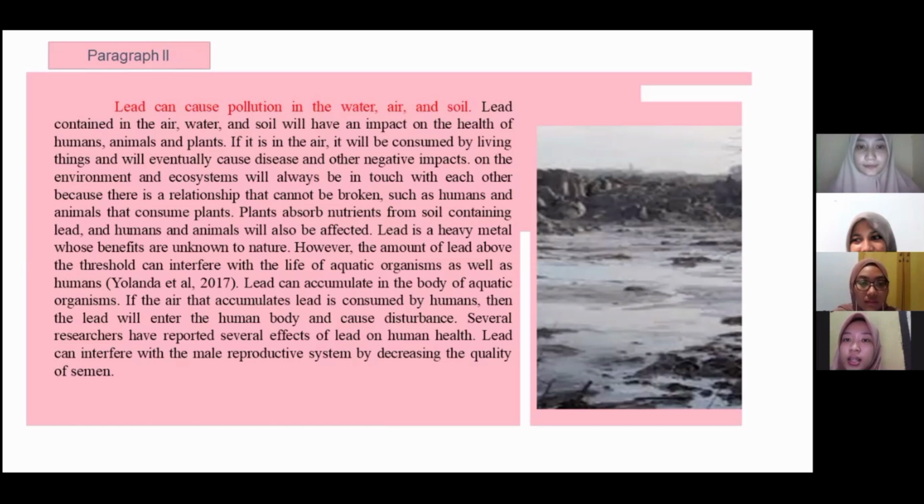If the water that accumulates lead is consumed by humans, then the lead will enter the human body and cause disturbance. Several researchers have reported several effects of lead on human health. Lead can interfere with the male reproductive system by decreasing the quality of semen.